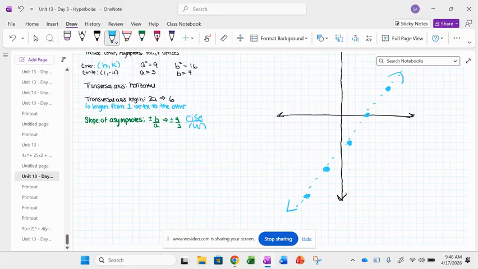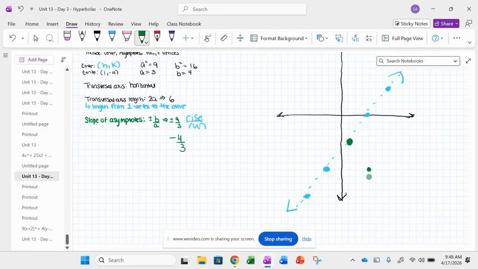That's just one asymptote. How many asymptotes do we have? 2 asymptotes. So the other asymptote has the same starting point, the center right here. But now this time, my slope is negative 4 over 3. So what does that mean? I'm going to go down 4, 1, 2, 3, 4, to the right 3, 1, 2, 3.